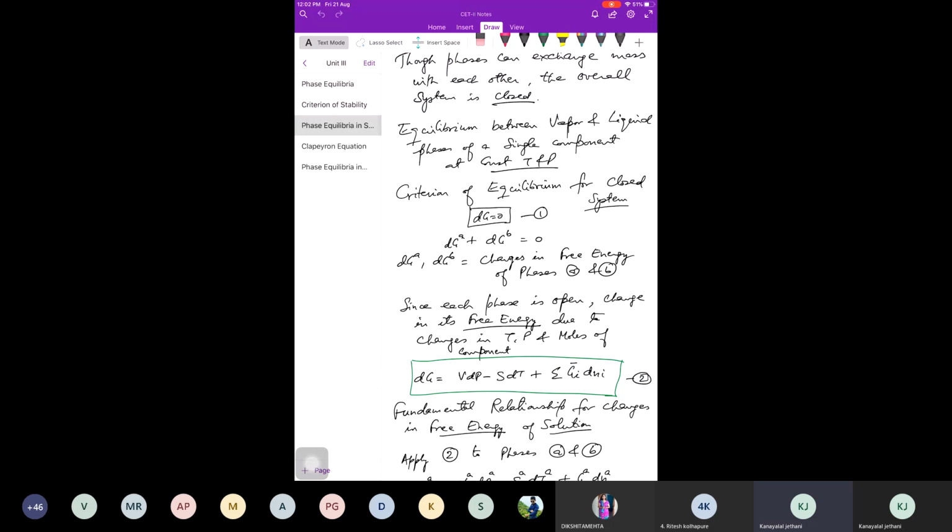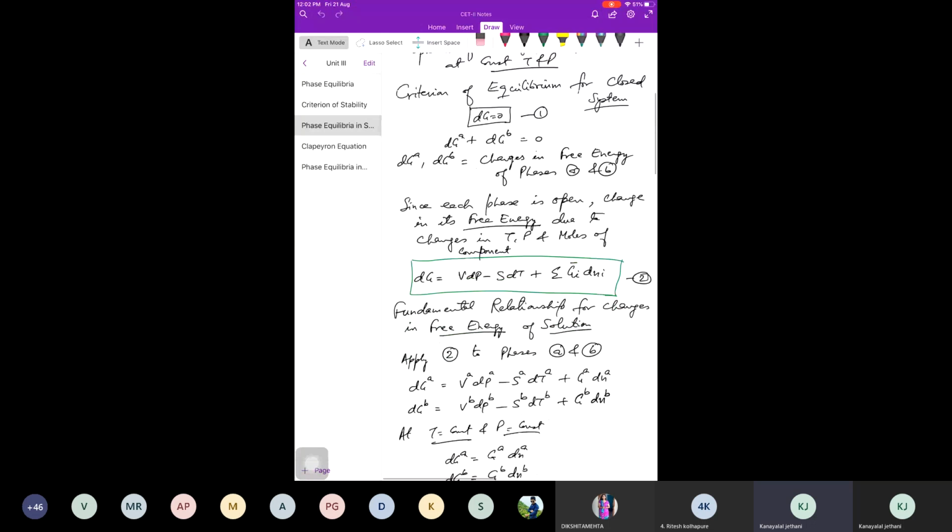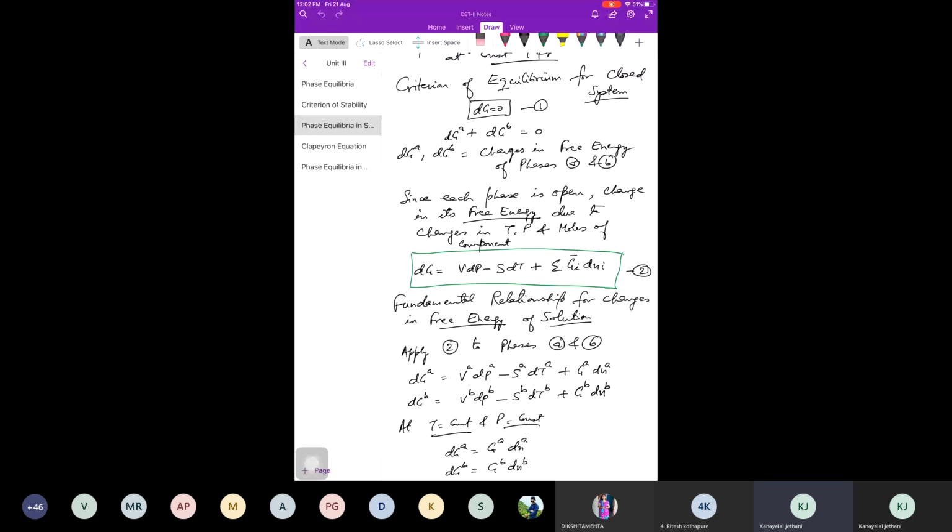Since each phase is open, because from liquid to vapor, liquid can vaporize or vapor can condense. Right? Change in its free energy is due to change in temperature and pressure and moles of component. We have seen this, right? Fundamental property: dG is equal to VdP minus SdT plus summation of Gi bar dNi, or mu i dNi.